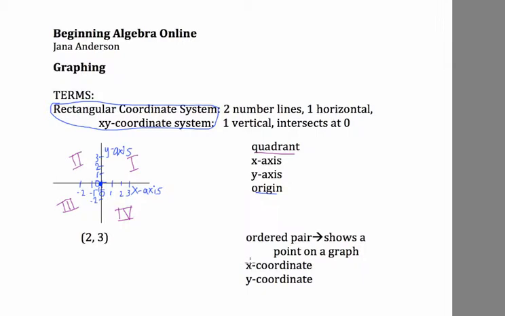An ordered pair is a way of showing a location of a point on a graph. Ordered pairs have parentheses around them with two numbers separated by commas. The first number is called the x-coordinate. That's the x location on a graph. The second number is the y-coordinate. That's the y location on a graph. We'll talk about that more in a minute.